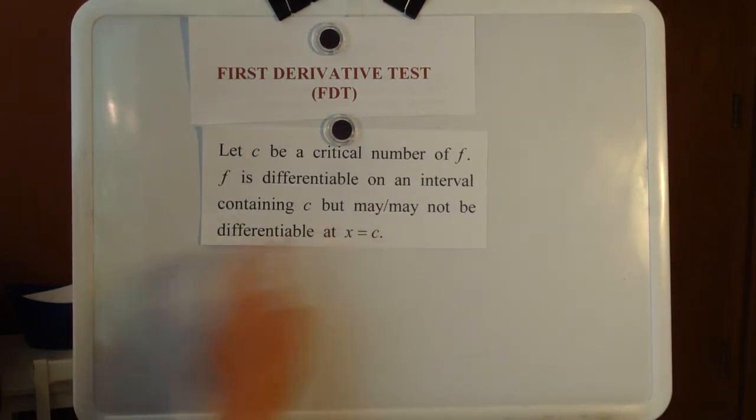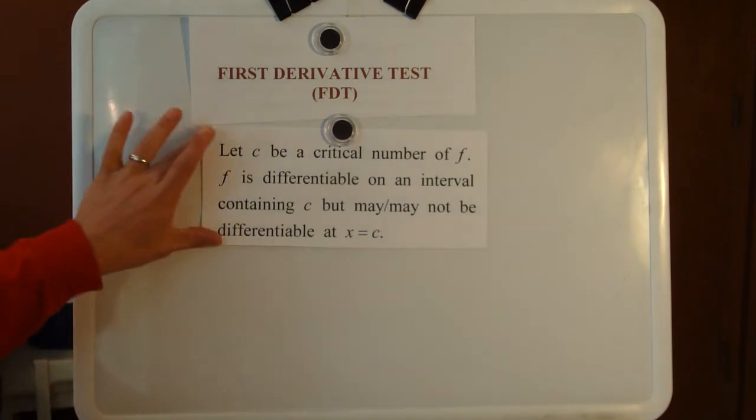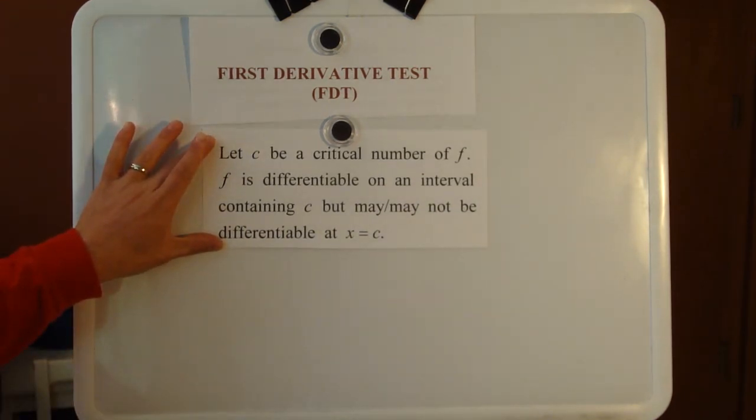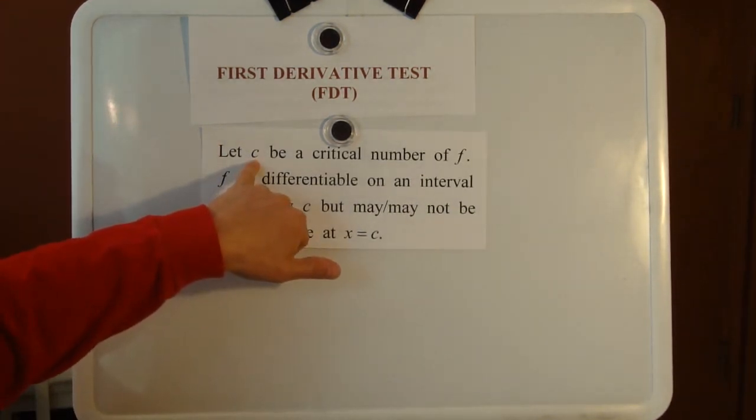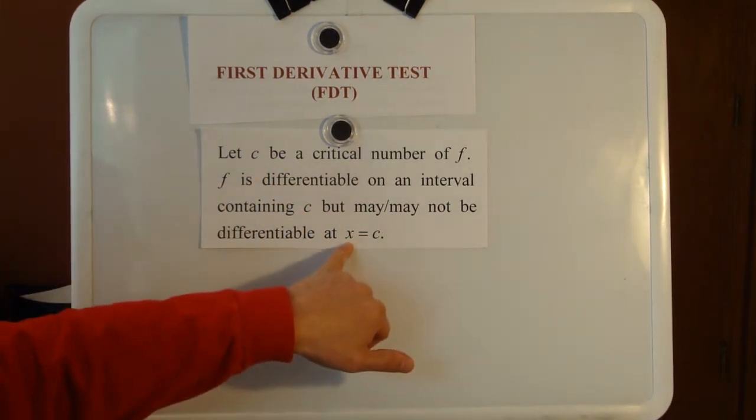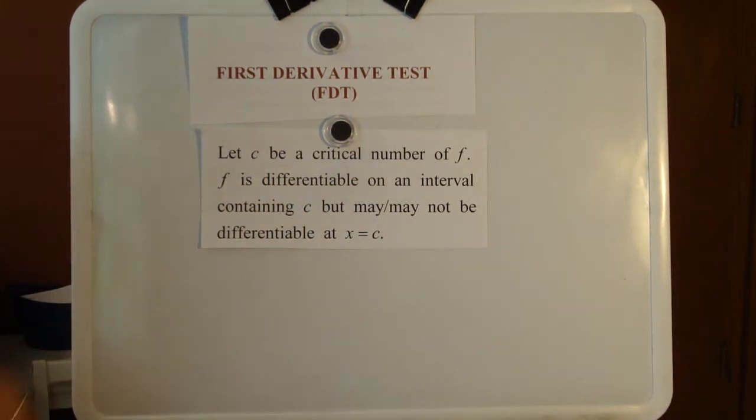So this could be a sharp point. So the important thing is this here is not the first derivative test. It's just telling us that we're dealing with a critical number, and it may or may not be smooth at that location.